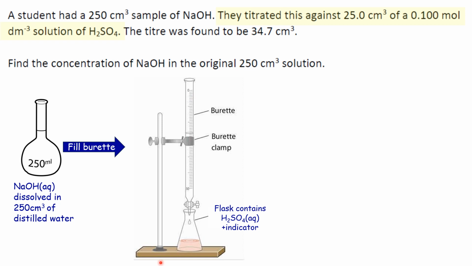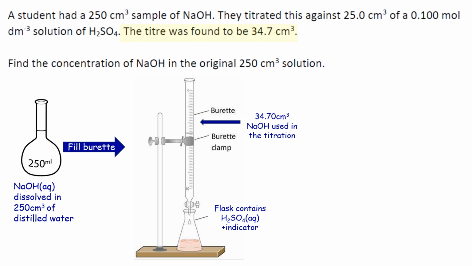Now at the bottom of the diagram, you've got a flask containing H2SO4 plus the indicator, hence the red color. So what you're doing is you're titrating the sodium hydroxide and seeing how much of it takes to neutralize that specific amount. This being the 25 centimeters cubed and the 0.1 mole per decimeter cubed solution of H2SO4. So the titer was found to be 34.7 centimeters cubed. So that means that 34.70 centimeters cubed of our sodium hydroxide was used in that titration.